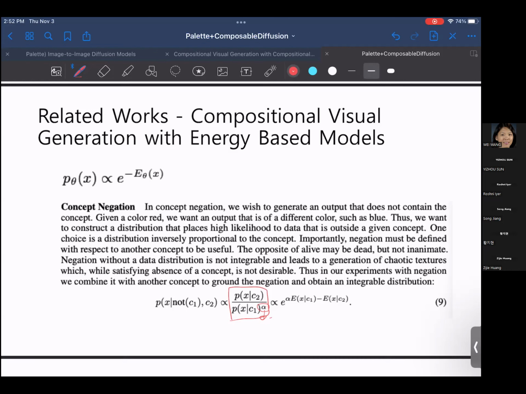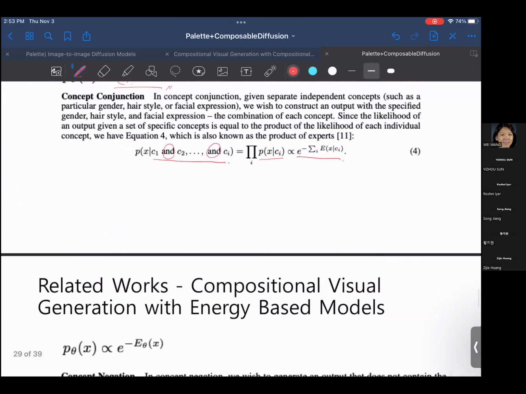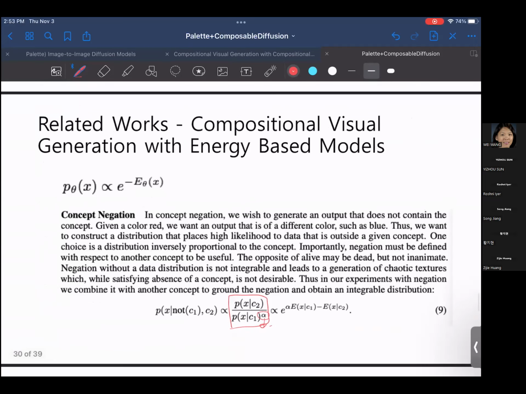Yeah, so I think the main bridge here is how we can connect conjunction and negation into different operations on probabilities. If it's a conjunction, then it's just the multiplication of the two probabilities. If it's negation, I guess it is equivalent to 1 divided by the probability. Yes. Okay. So in terms of negation, as they say, negation must be defined with respect to another concept to be useful.